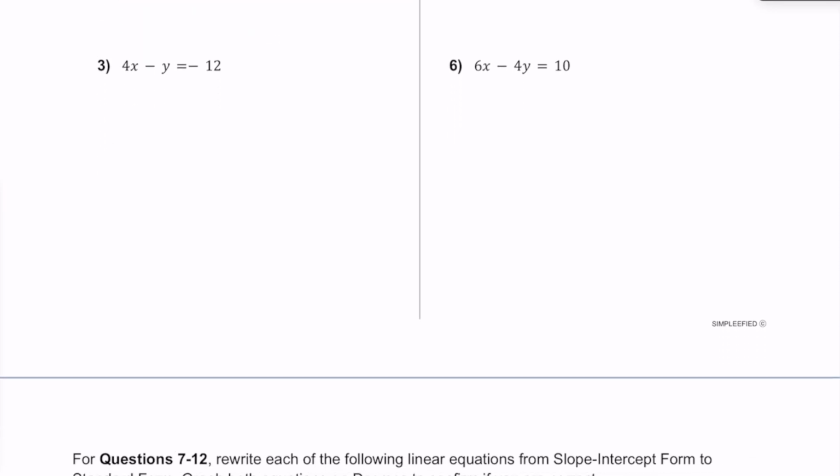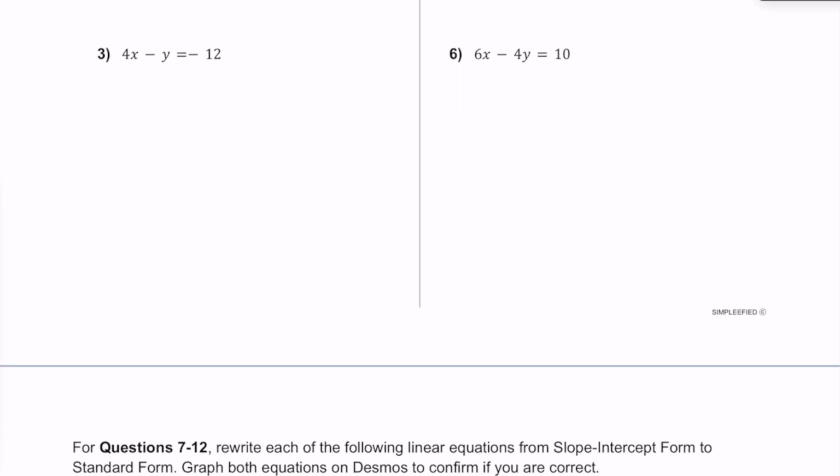All right, here is a third example. In this case, we have another standard form equation. Here we have 4x - y = -12. Let's start by just rewriting the equation. So 4x, this is minus 1y, I'm just going to write minus y. That's equal to -12. Just like the last couple examples, let's go ahead and move the x term over to the right side first by subtracting 4x.